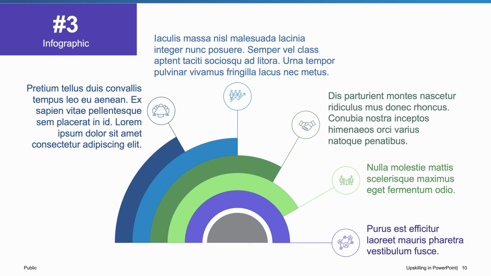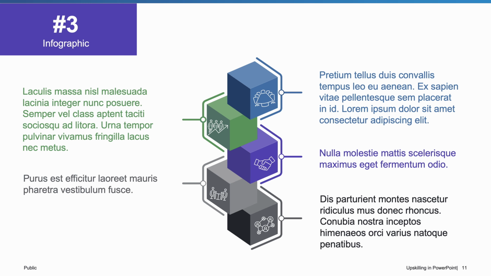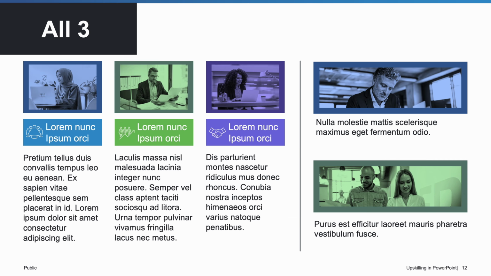My favorite way to deal with bullet points is through infographics because it's more of a visual, it's more of a storytelling tool that you can use. And you can see this one is an arch graphic, an infographic, and my next one is more of a tower and building. Finally, you can put all 3 together as I've done here. I've got photos, I've got icons, and it's designed like an infographic.